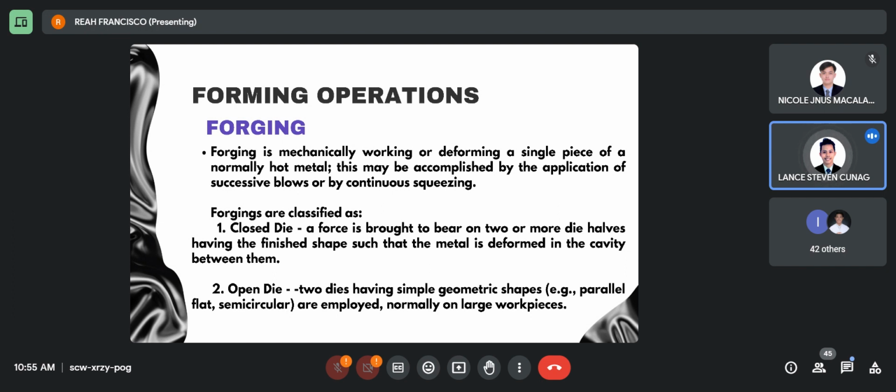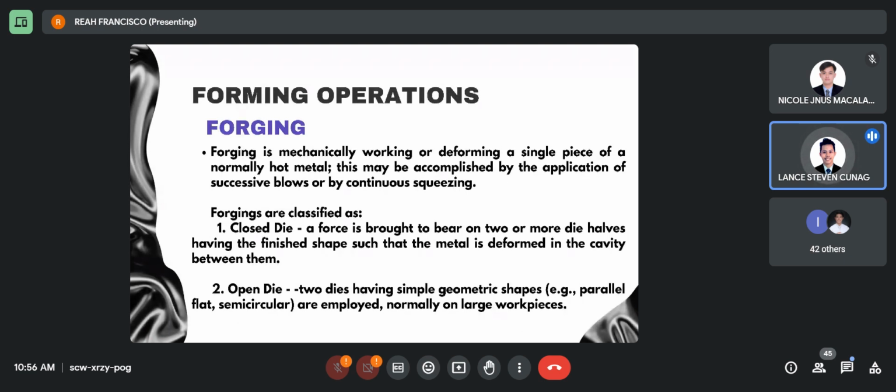And the second one, we have the open die. Two dies having simple geometric shapes. Example is parallel, flat, or semicircular, which are employed normally on large workpieces. So it is a process in which metal is shaped by applying compressive forces, typically through the use of hammers or presses. It is often done at elevated temperatures to make the material more malleable. Forging can improve the mechanical properties and structural integrity of the metal.